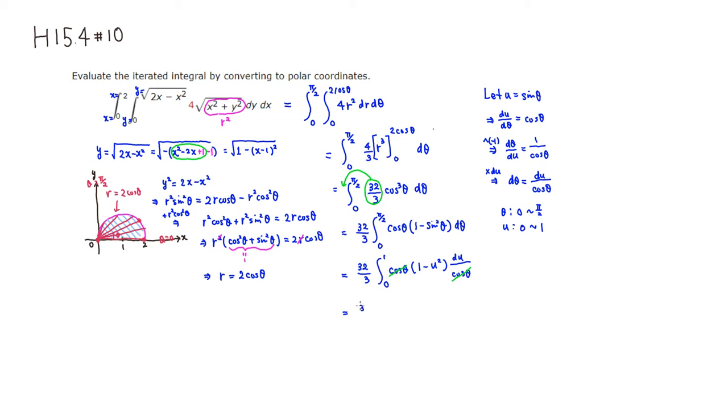Then we have 32 over 3. The antiderivative of 1 is u. The antiderivative of u squared would be u cubed over 3. Then you're going from 0 to 1. So this is going to be equal to 32 over 3. Plugging in 1, you get 1 minus 1 over 3, so it's 2 over 3. And plugging in 0, it's going to be 0. So what you get is going to be 64 over 9. All right?